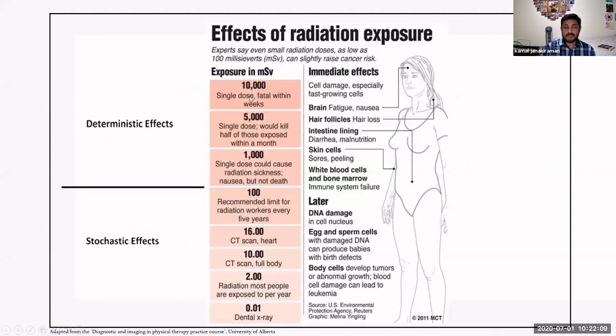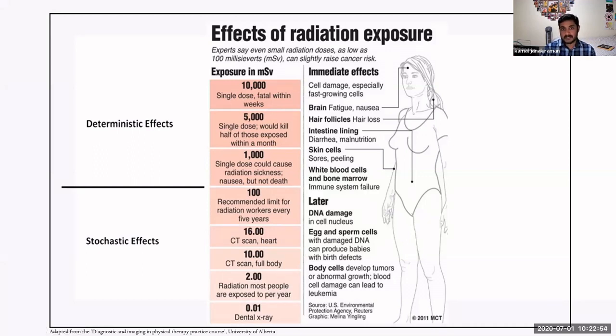Again, if somebody is exposed to 10,000 mSv of radiation, a single dose can result in death within weeks. Whereas a single dose of 5,000 mSv will kill half of those exposed within a month. Again, if you are exposed to 1000 mSv, then a single dose can cause radiation sickness, nausea, but not death. And less than that, it can cause a lot of damage like DNA damage, egg and sperm cell damage, body cell damage, tumors or abnormal growth. So generally, radiations are not good for our body.